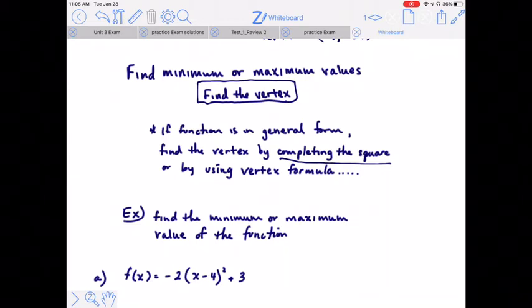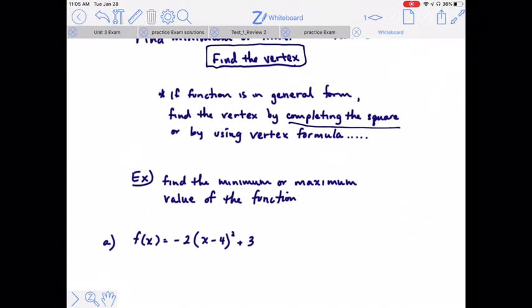if the function is already written in vertex or standard form, then it's simply a matter of locating the vertex from the equation. So the vertex is the point (4, 3). Now we've got to decide, is that a minimum value or is that a maximum value? The question can be answered by looking at that leading coefficient.